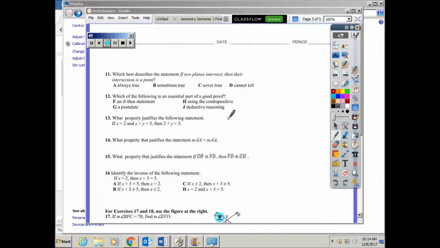So for number 11, what best describes a statement if two planes intersect and their intersection is a point? Again, from chapter 2, we had postulates, and they said that if two planes intersect, they intersect in a line. So if they intersect in a line, then they're never going to intersect in a point.